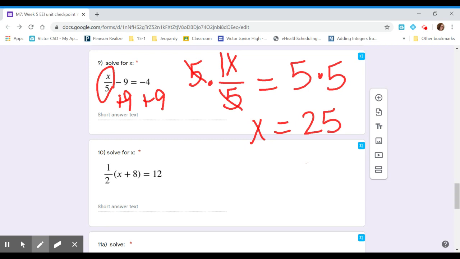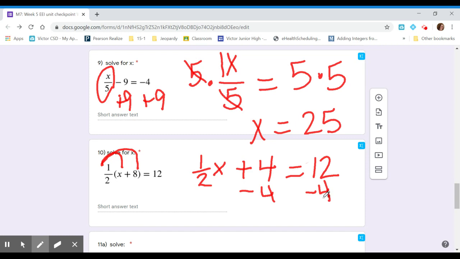Skipping down to number 10, another one where we have to distribute. We have to distribute this 1/2. So we end up with 1/2 of x. And then we need to distribute to the 8. So that gives us a +4 equals 12. Then we can subtract 4. And we end up with 1/2 x equals 8.